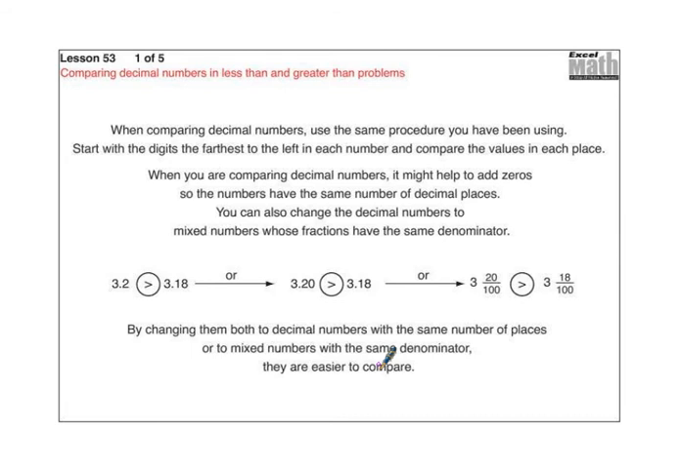You can also change the decimal numbers to mixed numbers whose fractions have the same denominator. Well, we're not really going to do that. I think that's a little bit too much work. But I am going to teach you how to add the zeros in. So here's our first one.